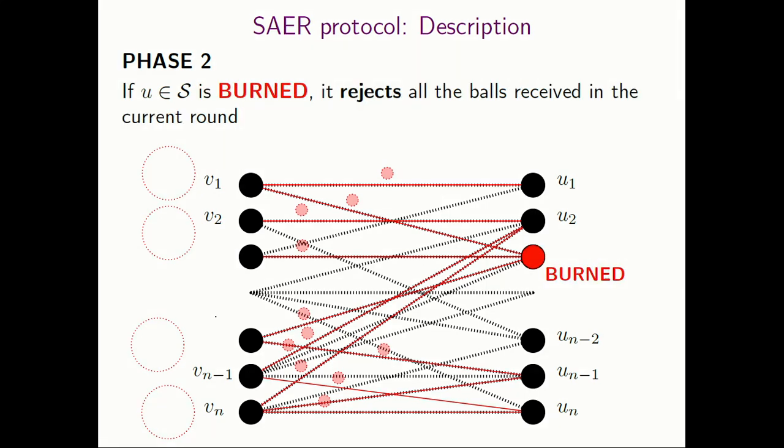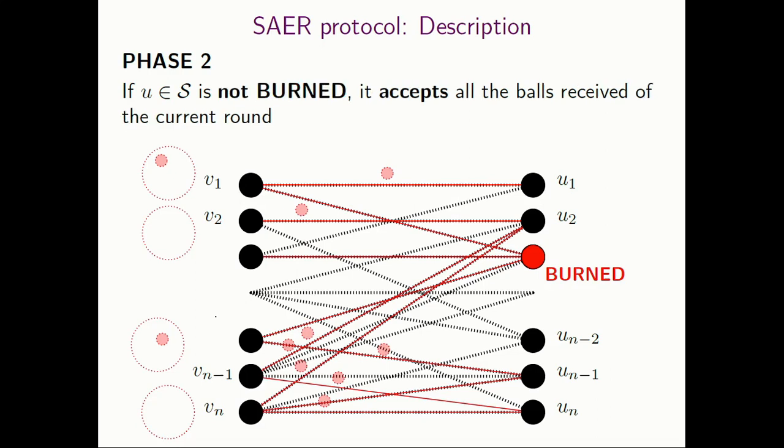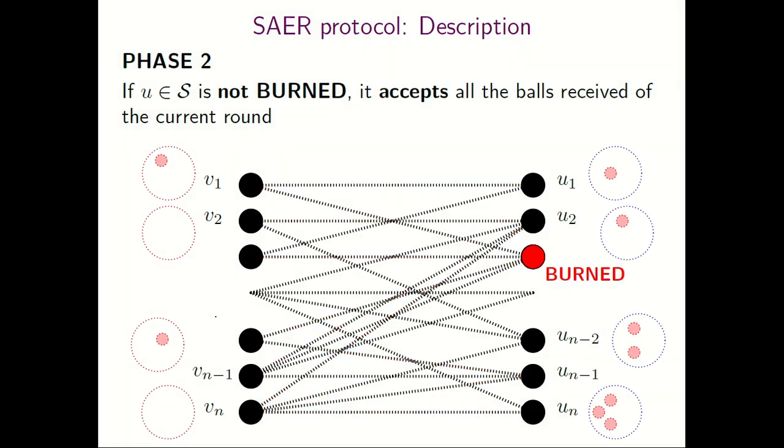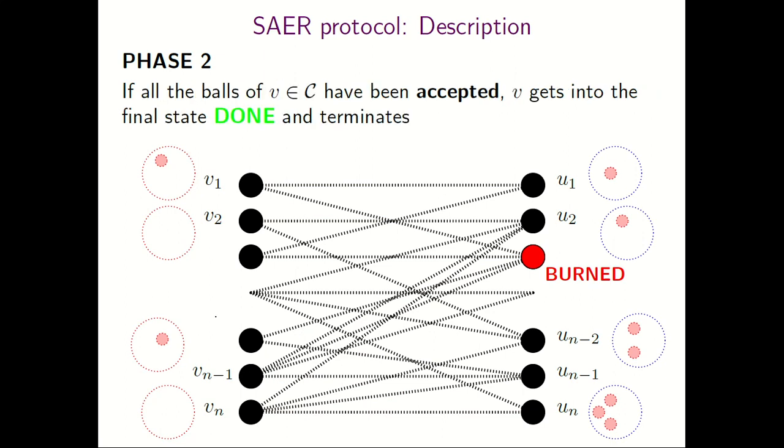If a server is burned, it rejects all the balls received in the current round. If a server is not burned, it accepts all the balls received in the current round. And notice that each server never accepts more than C times D requests.